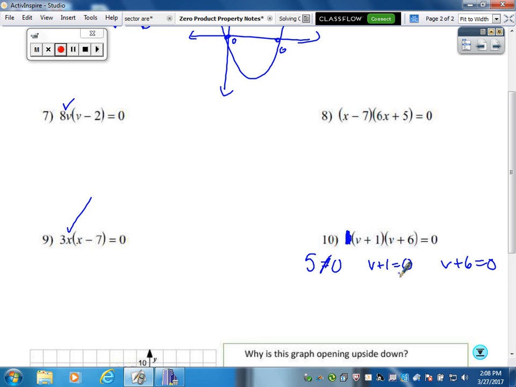So let's finish solving this one since we started it. Subtract our 1, subtract our 6. So we have 2 answers here, one at -1 and one at -6, just like that.